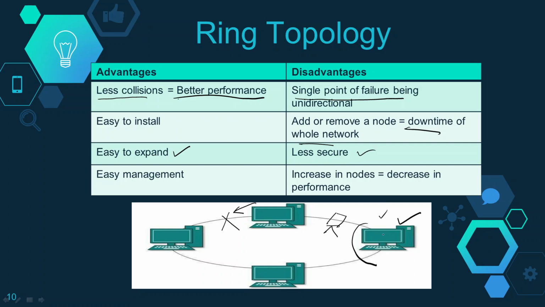Again, it is less secure because if, let's suppose, this computer wants to communicate with this one, the data will flow in this manner and it will be seen by all these computers. And again, if we increase the number of computers in this circle, its performance will decrease.